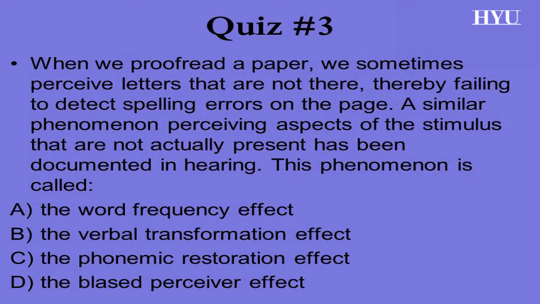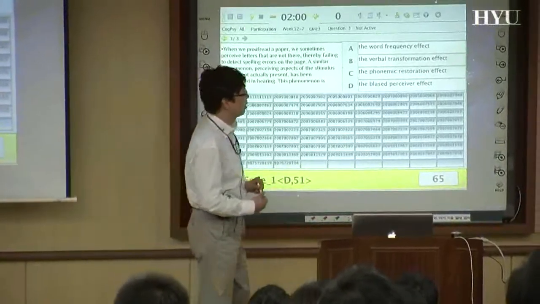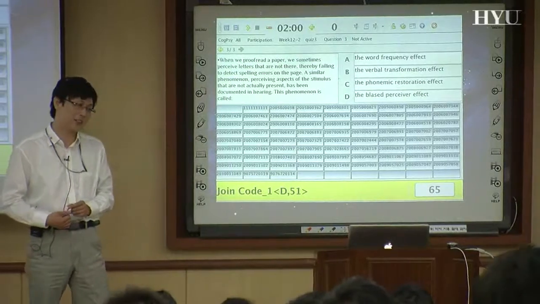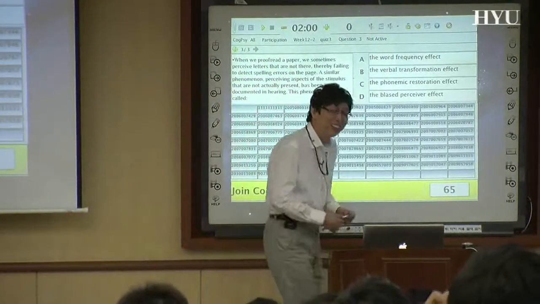So a similar phenomenon, perceiving aspects of the stimulus that are not actually present, has been documented in hearing. Yesterday we exercised it. The phenomenon is called what? Word frequency effect, or the verbal transformation effect, or the phonemic restoration effect. Phonemic, yeah. And Blasted, what did you say?